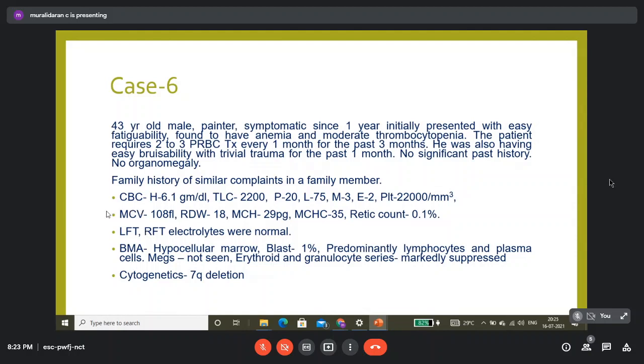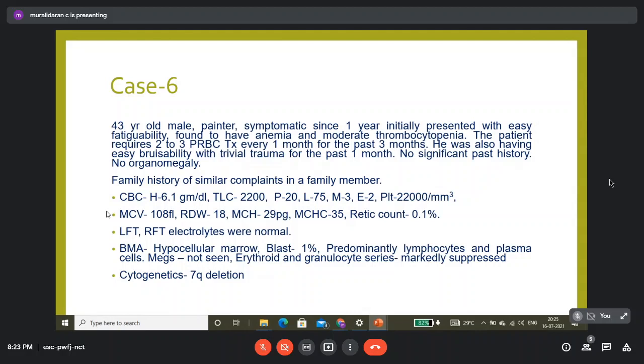So he had macrocytic anemia, the reticulocyte count is less than 1%, and LFT and RFT were normal. So a typical younger patient, 43 years old, presenting with bicytopenia, requiring blood transfusions over a longer period. I thought it could be an MDS, because in acute leukemia you will generally have a recent history, not a 1 year history. So keeping that in mind, I thought it could be a case of MDS.